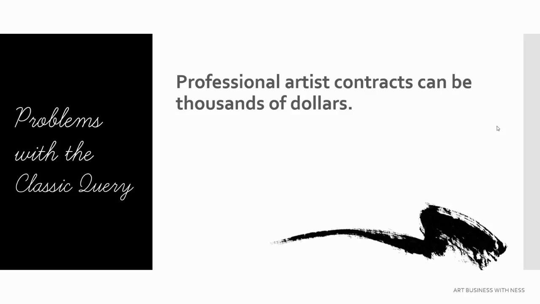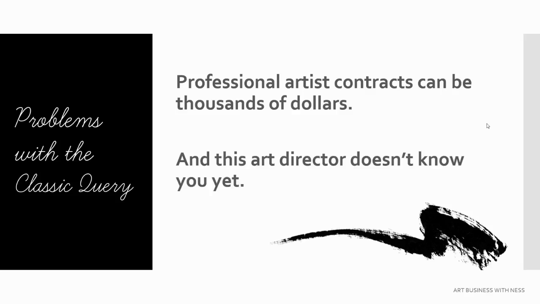You have to remember that professional artist contracts can be thousands of dollars, right? I had a children's book that was $10,000. But a regular one for me, since I mostly do shorter books, board books, my average contract is $5,000 to $6,000. That's a lot of money to trust you with when they do not know you at all, right? They have to know a little bit more before they can trust you this much.